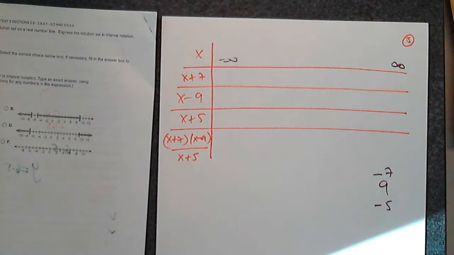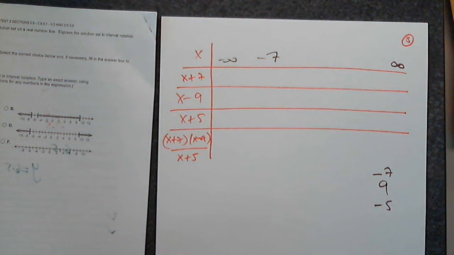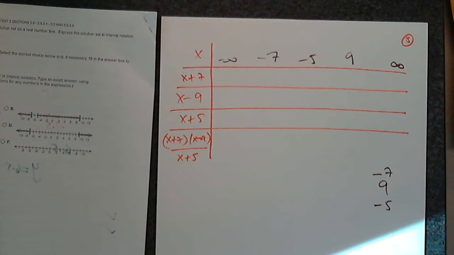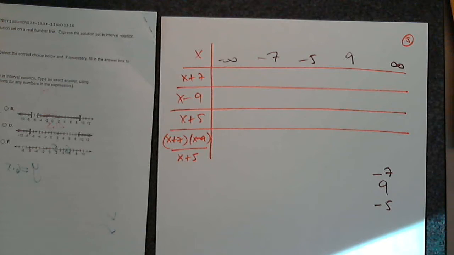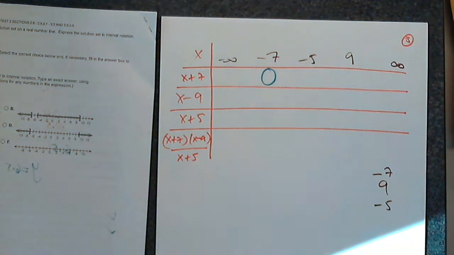Good. Now carefully put them in the correct ascending order. First one. Perfect. Next one. Perfect. And the last one, 9. Be very careful, because if we mess up those numbers at the top, we mess up the answer. Okay, very good. So x plus 7 has a 0 somewhere. Where? Of course. x minus 9 has to have a 0 somewhere.